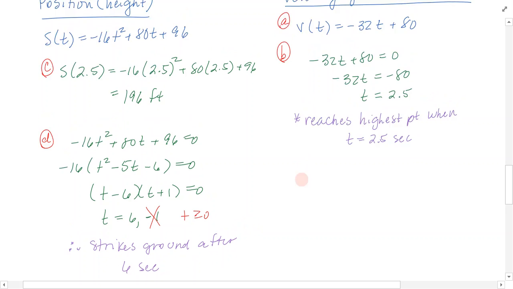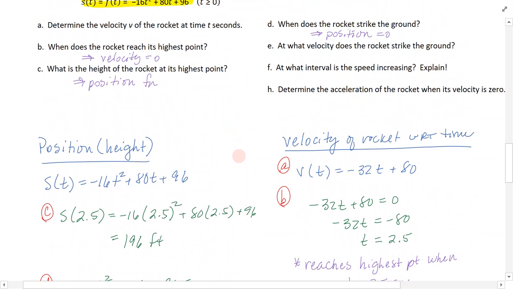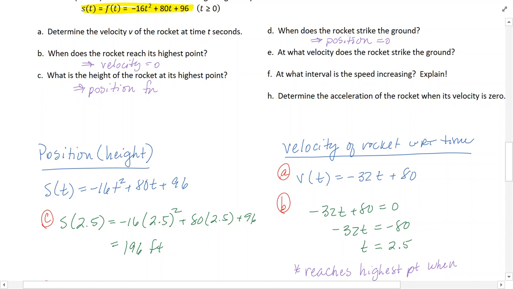So that one was about the position function, because again, when does the rocket strike the ground? If we're thinking about height, well, the height would have to be 0. So at what velocity does the rocket strike the ground? This is now where we know that at time equal to 6, the rocket is striking the ground. So we're going to evaluate the derivative, I mean to say, when time is equal to 6.